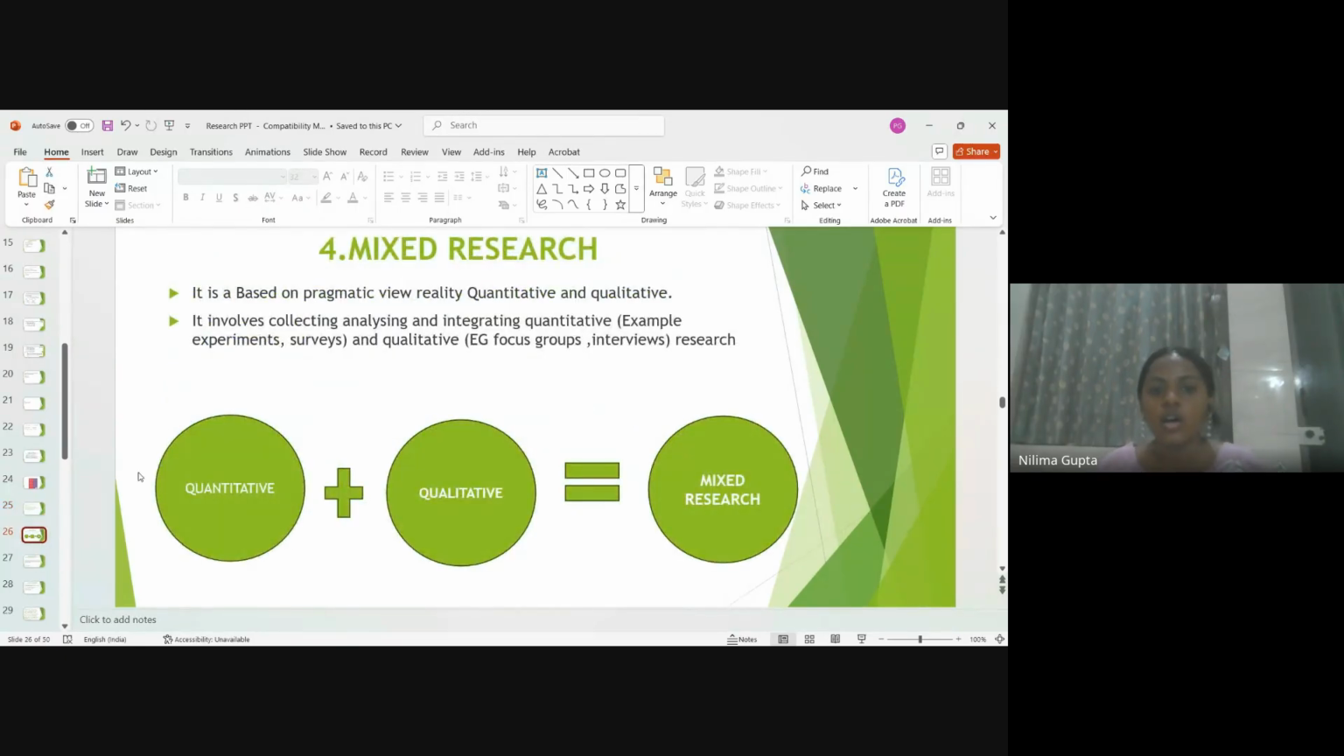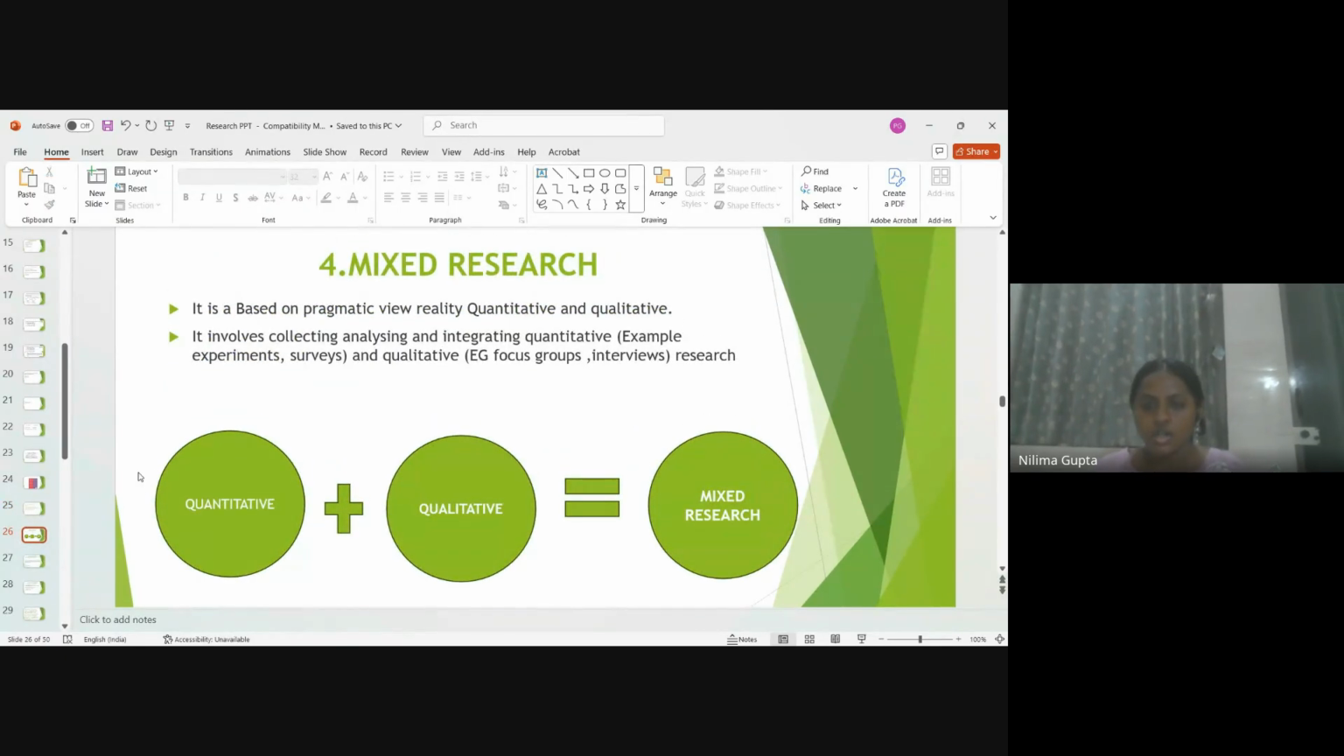Now, what is mixed research? This is very interesting. Mixed research is basically solving certain practical problems, and it is a mixture of quantitative and qualitative. Now, quantitative and qualitative are themselves very huge terminologies, but to understand mixed research, any research that we conduct will always be a mixture of quantitative and qualitative.